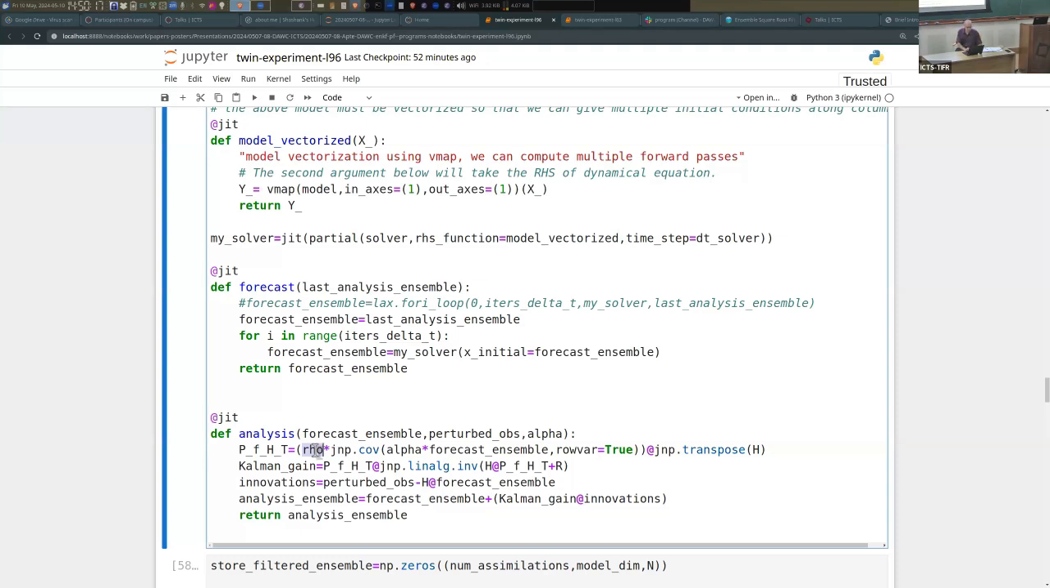So maybe one option is the following: for a few of these time steps, plot the covariance without the localization, and then also plot the covariance after applying the localization, which is multiplication by rho. So the star is element-wise multiplication in Python. @ is the actual matrix multiplication.